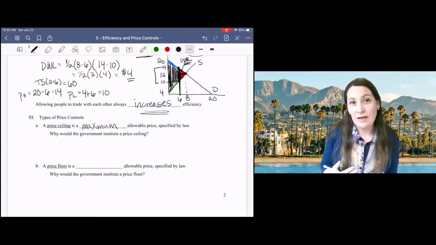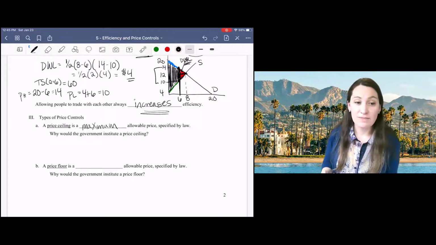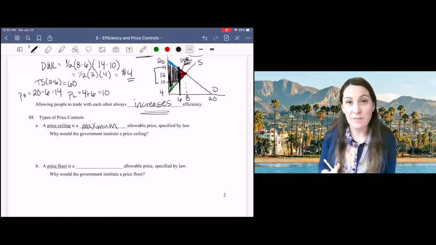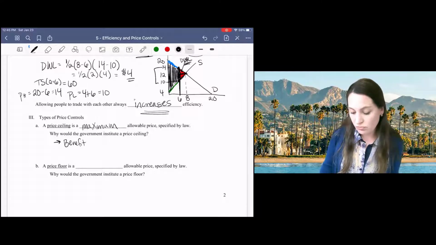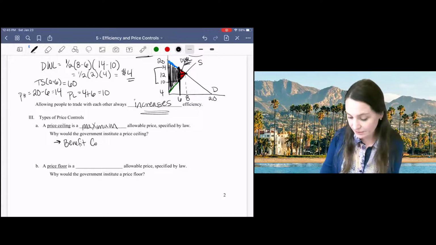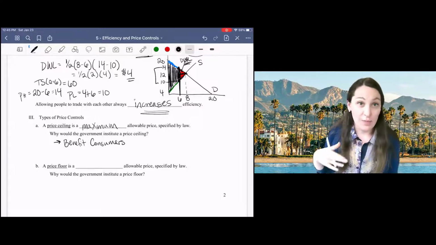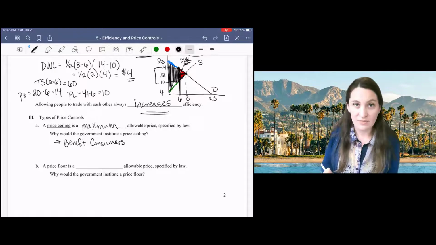And usually, if we're interested in constraining prices to be lower, then the government is hoping that that will benefit consumers. So when we think about why the government might institute a price ceiling, it's usually when we're worried about low-income households being able to afford basic necessities. So a price ceiling will benefit consumers by keeping the price low, but there are also some unintended consequences of that we'll explore in the next video.